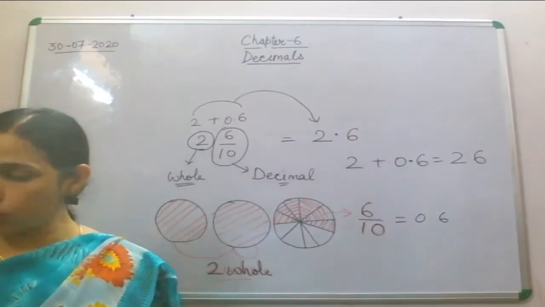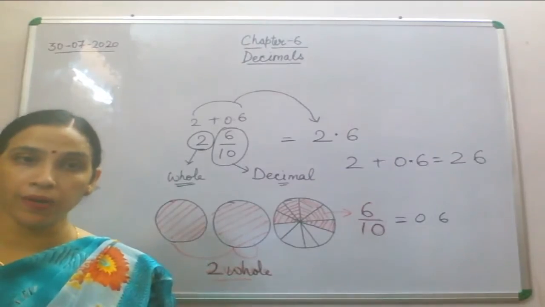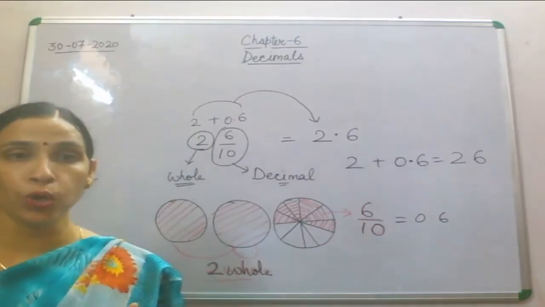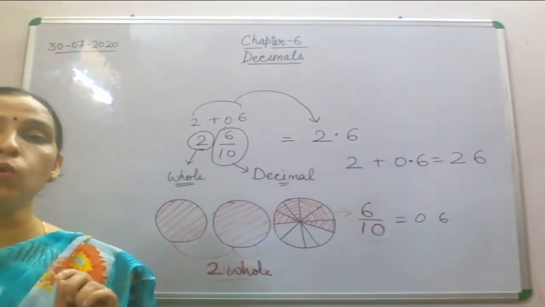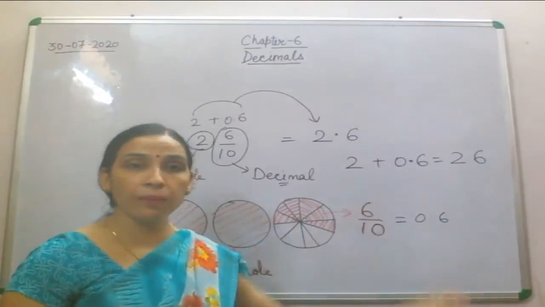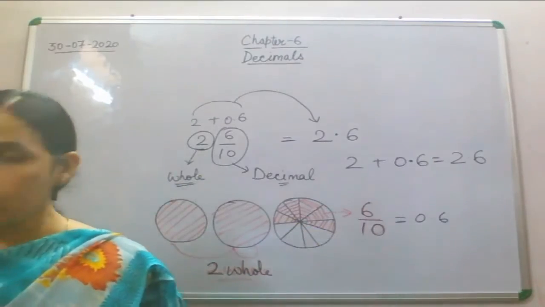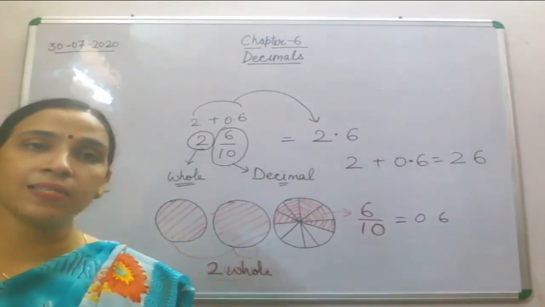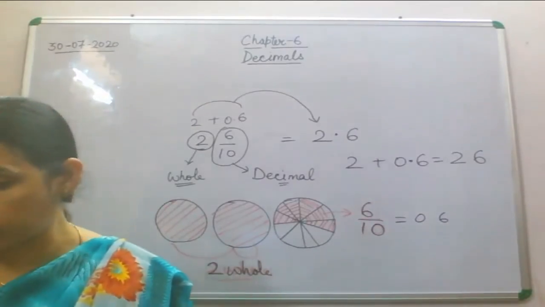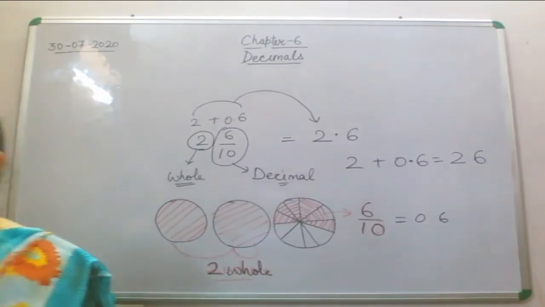Fine children. Now we'll see one important thing. If there is no whole number, I have told you earlier, but I'll repeat it again. If there is no whole number, in the place of the whole number you will write 0. For example, 0.1 will be written as 0.1, and 0.23 will be written as 0.23, as we have seen earlier.